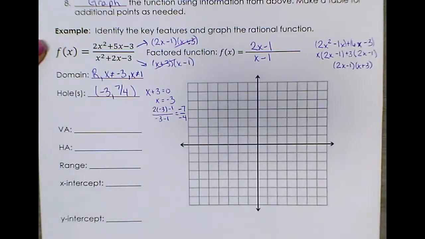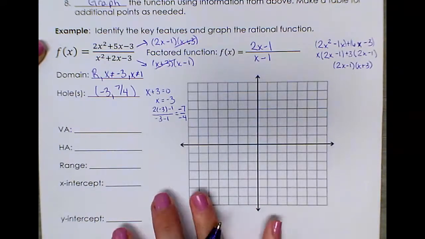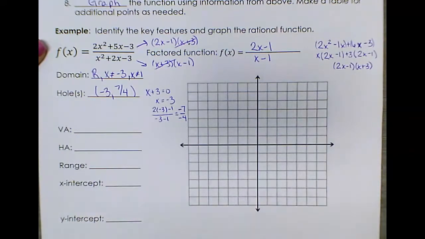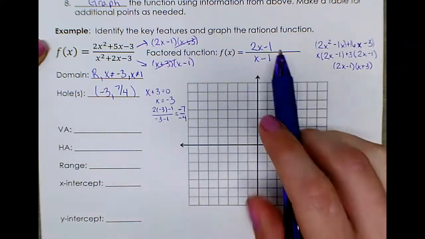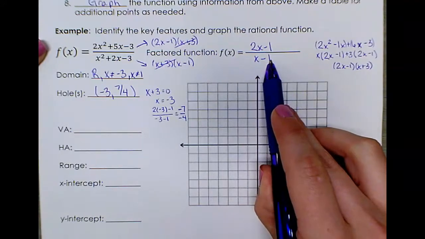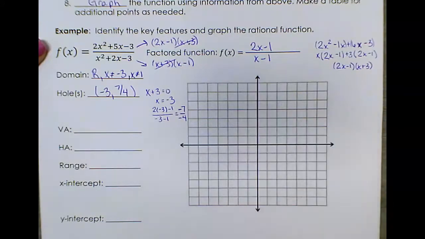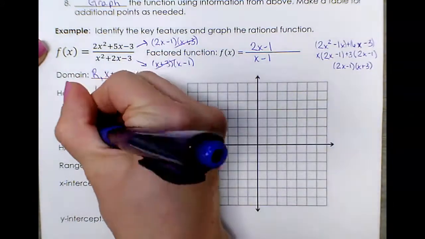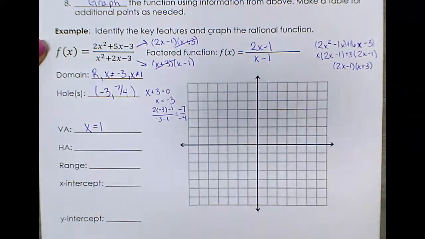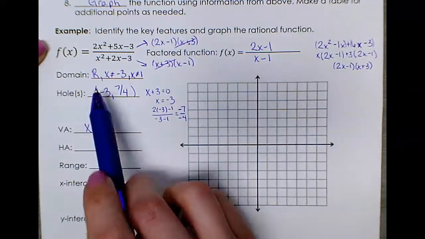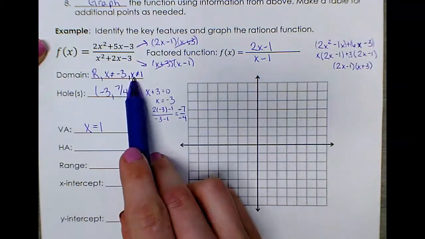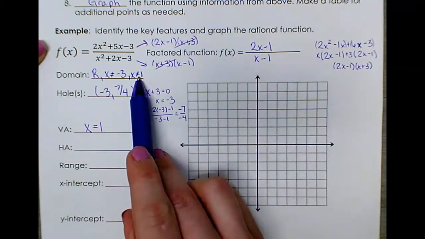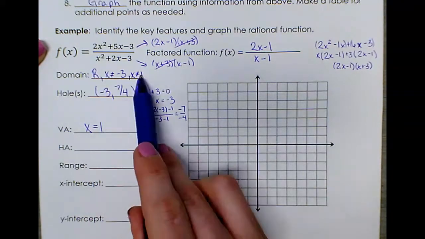Okay. So let's find the vertical asymptote. The vertical asymptote comes from the denominator of the simplified function. So if x minus 1 equals 0, x has to be equal to 1. There's my vertical asymptote. It also should match up with the domain values that you have to take out of the domain, so negative 3 and 1, that should match up with the hole and the vertical asymptote.